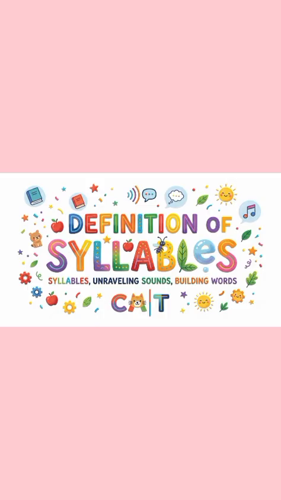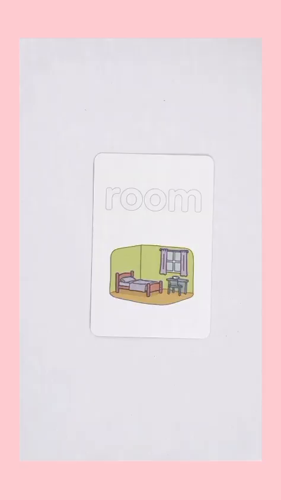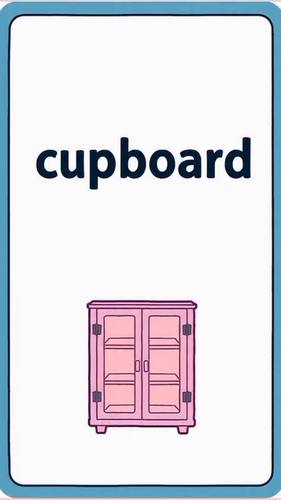Look at the screen. The first word is room. Can you clap with me? Room. We clapped one time. That means the word room has one syllable. The next word is cupboard. Cupboard. Students, we clapped two times. That means the word cupboard has two syllables.